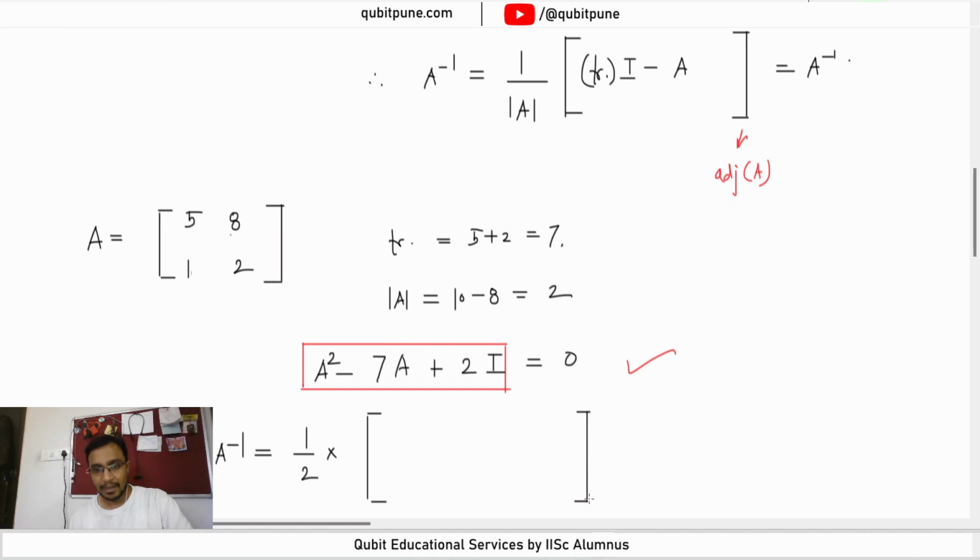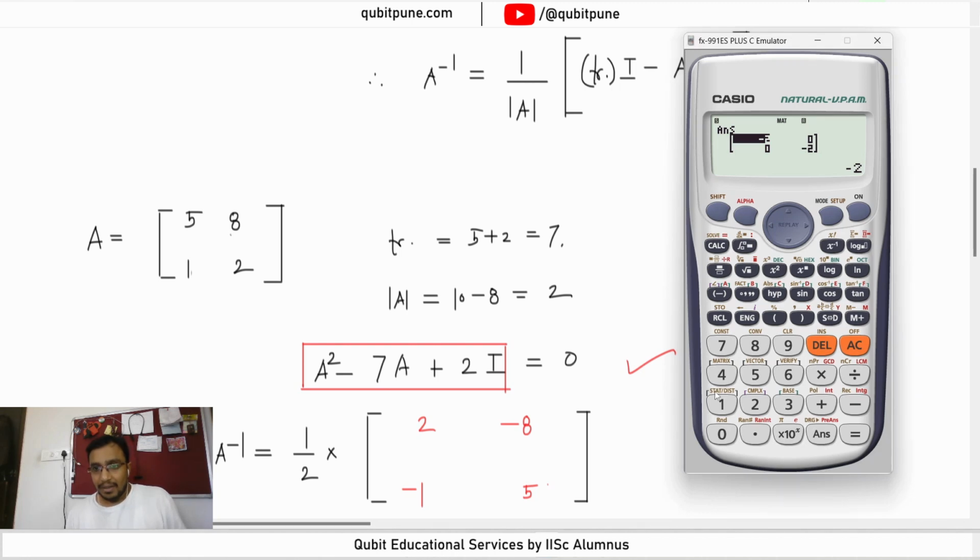Now see, the identity matrix has zeros here, correct? So if I am subtracting these numbers, then this will become negative 8, this will become negative 1, and the trace of A is what? Trace of A is 7. So 7 minus A11, which is 2, that is 5, and 7 minus A22 of 2, so that is 5. Have you understood what I did? Yes, sir. Okay.